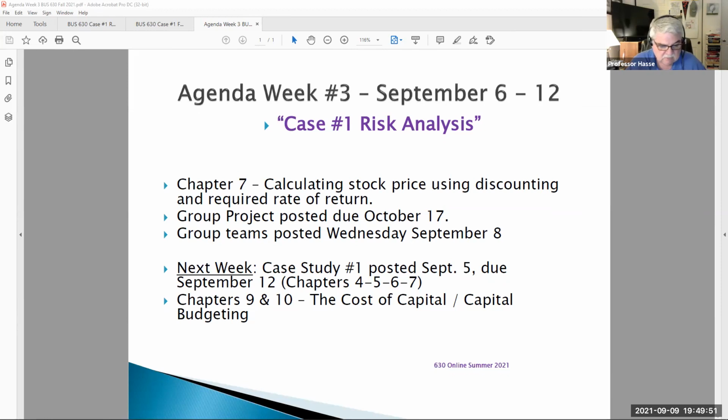This week, we're talking about chapter 7, which is calculating stock prices using risk analysis. The key phrase here is the required rate of return on a stock. What do investors expect as a return, and how do we calculate that using market indexes, using risk, using beta information, and determine that value, the required rate of return. That's a key part of our strategic study as we get into our case analysis in a few weeks.